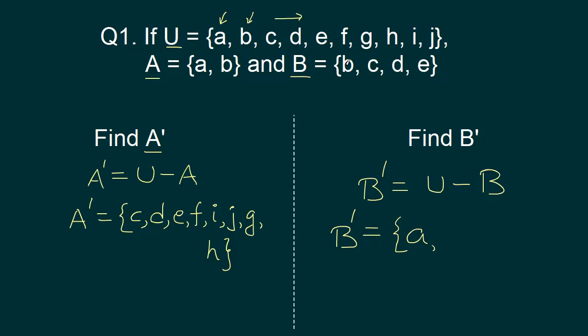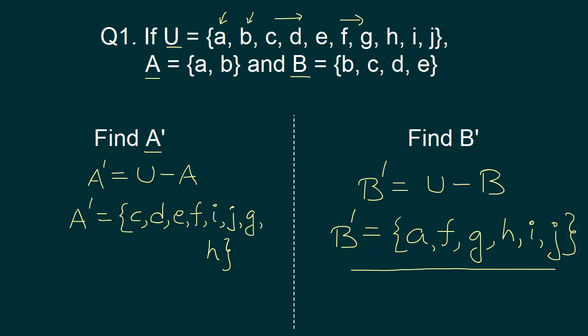Now we notice that B is present, so we skip B. C is also present in set B, so we skip C. D is also present, E is also present. So we skip all of them, and then from F we can write F, G, H, I, and J. So B dash or B complement is this particular set.